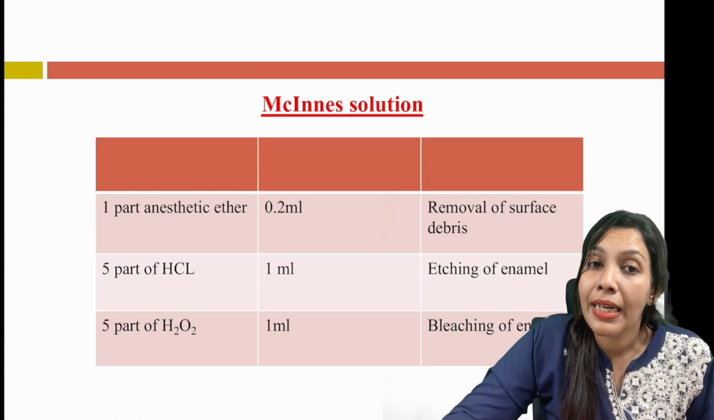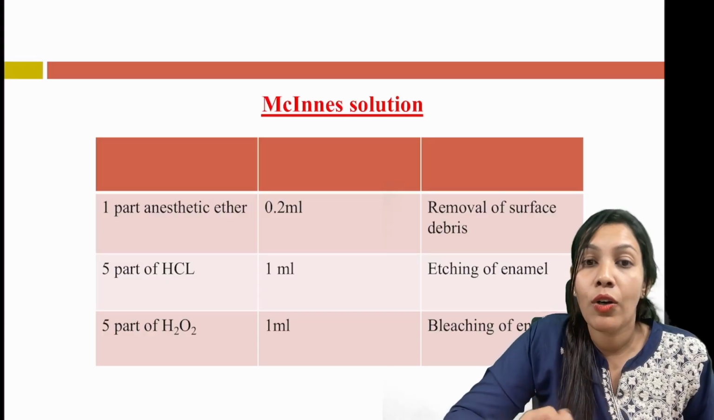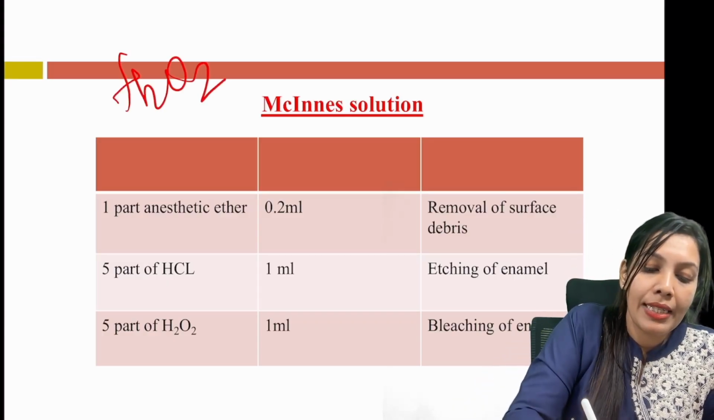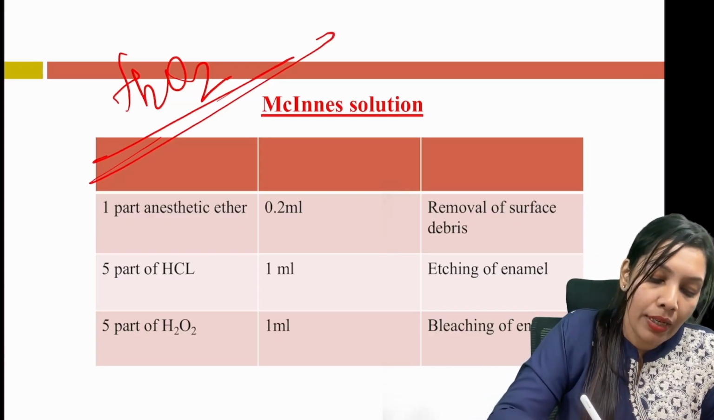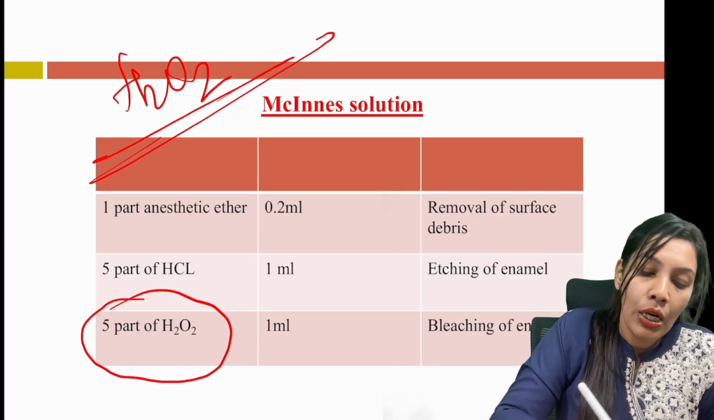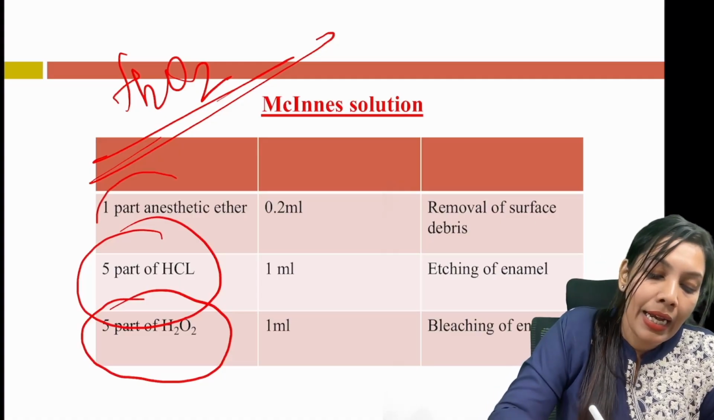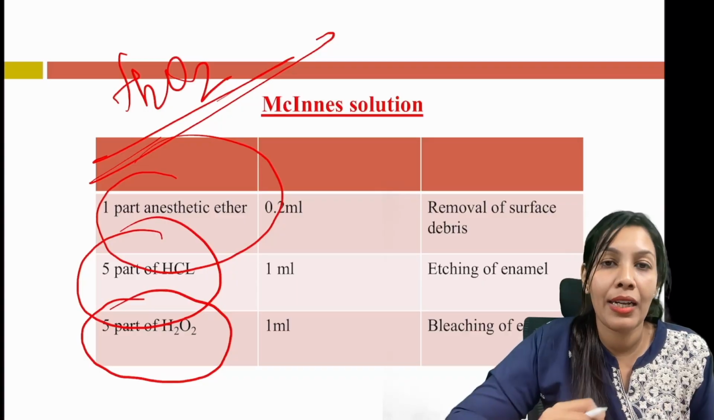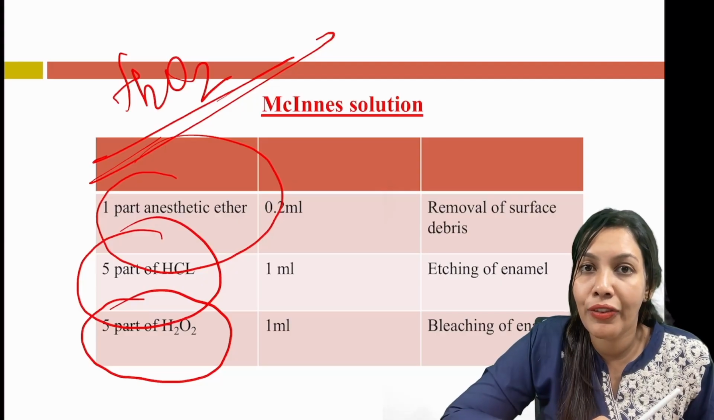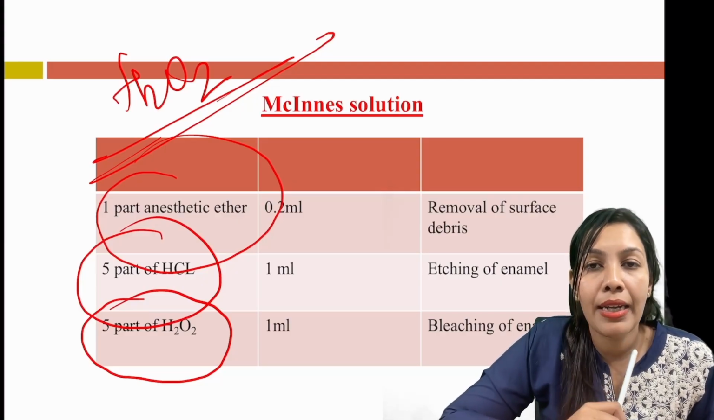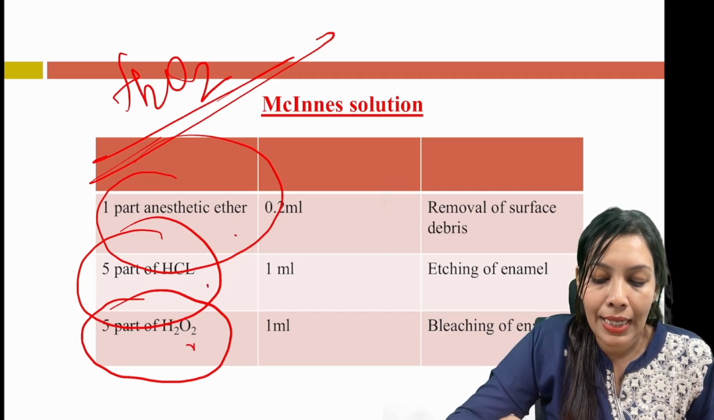Next is Meccan solution. What is Meccan solution? That is again a derivative of hydrogen peroxide. It is actually a combination of hydrogen peroxide with hydrochloric acid. Very important. 5 parts of H2O2 to 5 parts of HCl and anesthetic ether form Meccan solution. This is also important, just like the superoxide which I have told. So Meccan solution is a combination of H2O2, HCl and ether.